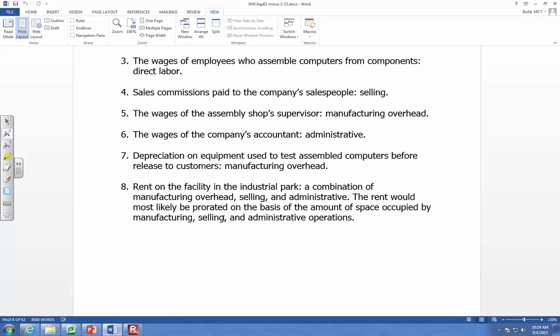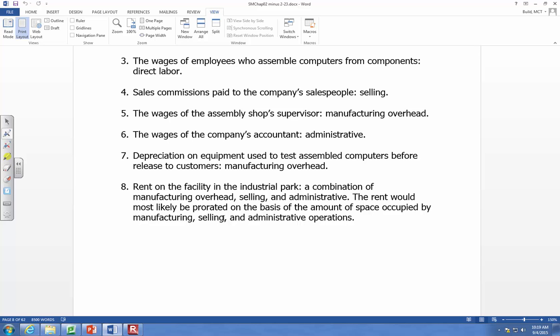Jeannie, number 8. Rent on the facility in the industrial park. That's going to fall into several categories, I imagine. And my facility's part admin and part manufacturing? Right. So then that would be part manufacturing overhead and part admin. Part admin expense straight to the P&L.